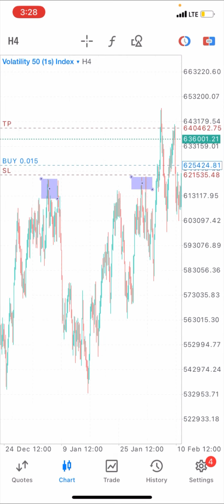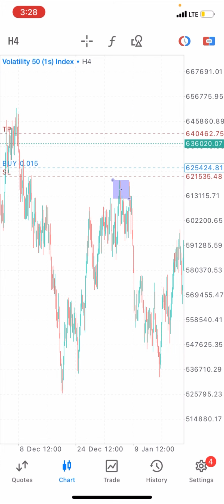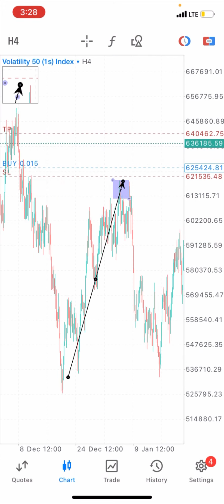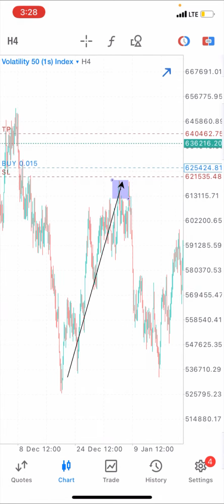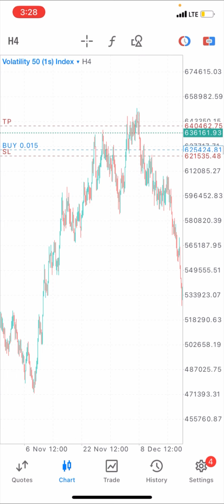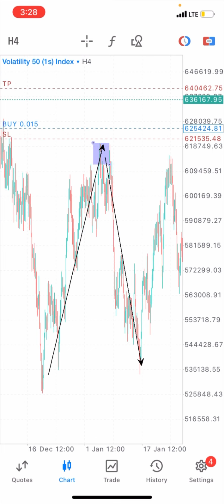So we've seen a couple of touches on that level. You can also see that price even came from beneath that level, and when it got to that point, it still reversed at that point. This is to show you that that area is a strong support area, a strong resistance area, a strong point for reversal, okay? And that is what you are looking out for as a trader.